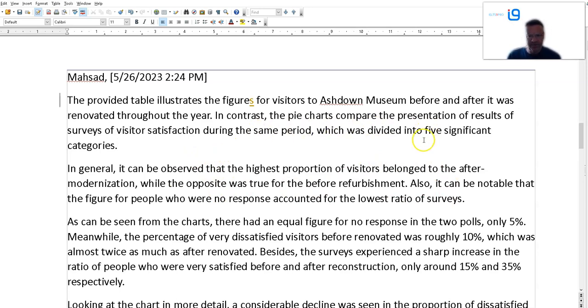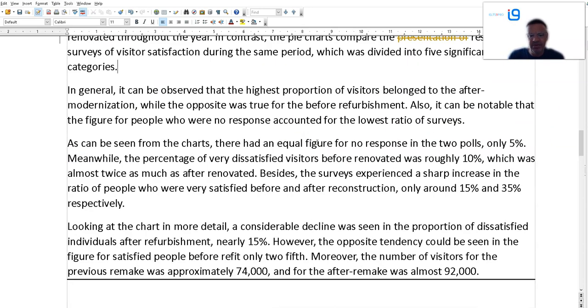Pie charts compare the presentation of results. Simply compare the results of surveys of visitor satisfaction. 5 significant categories. Okay, you can put that. Overview.